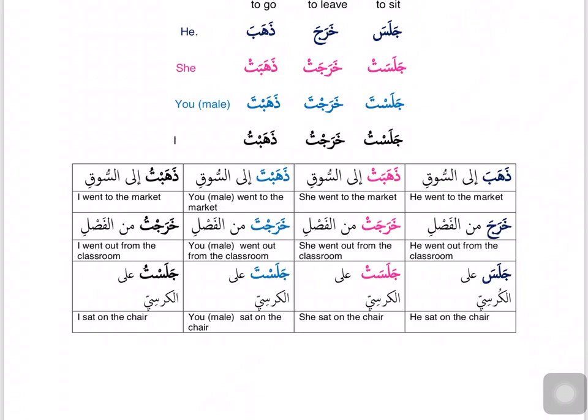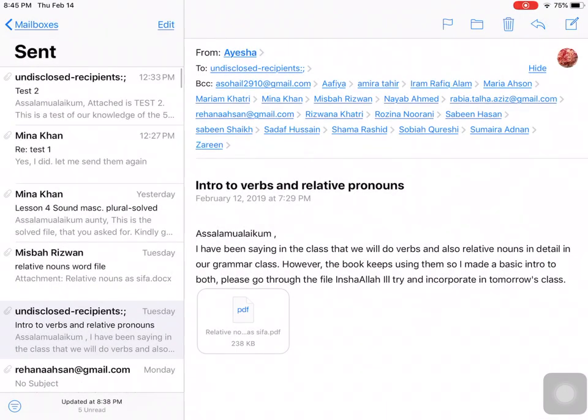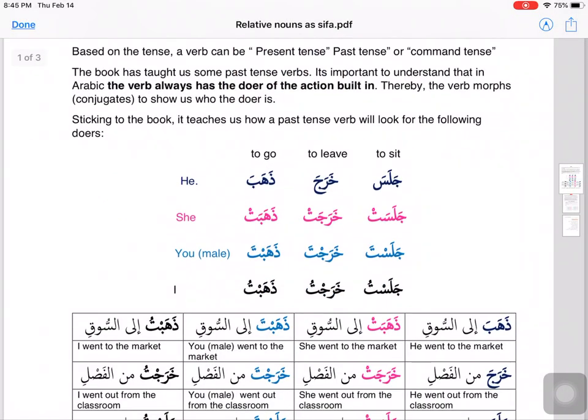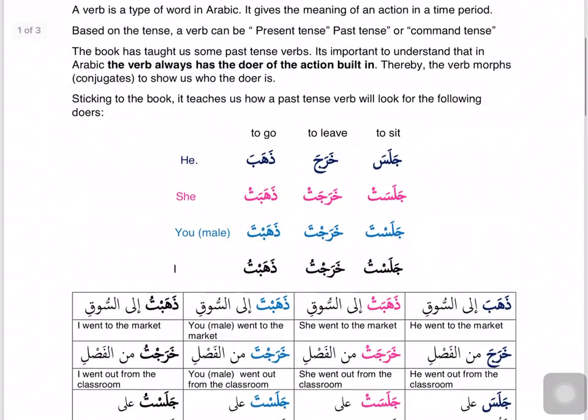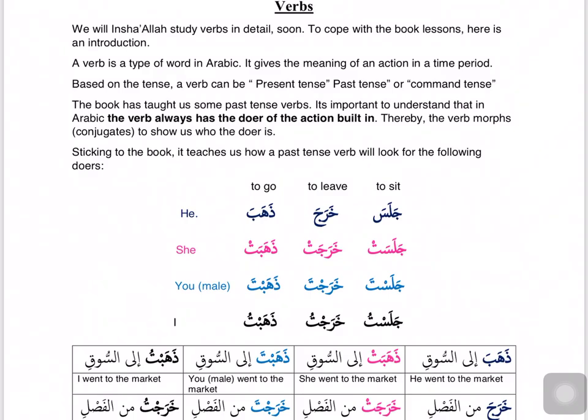Jalasa ala al-kursi, he sat on the chair. Jalasat ala al-kursi, she sat on the chair. Jalasta ala al-kursi, you sat on the chair. Jalastu ala al-kursi, I sat on the chair. So inshallah, this is all that I wanted to talk about in this topic about af'al. To cope with the book, I want us to know that there are verbs. Verbs will have tenses. When did the action take place? What time? Past, present, or do I want to command?